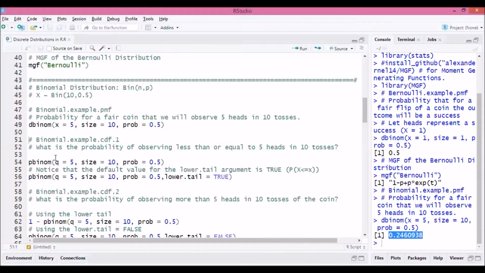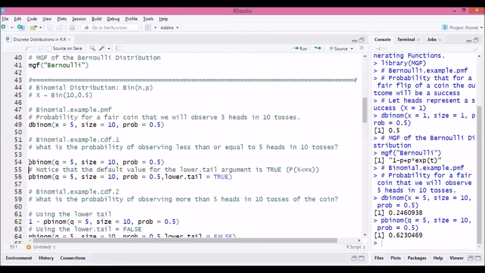Now let's look at the cumulative distribution function. What is the probability of observing less than or equal to 5 heads in 10 tosses? So we use pbinom, which returns the probability that the random variable x is less than or equal to q. So the probability is 0.6230469.